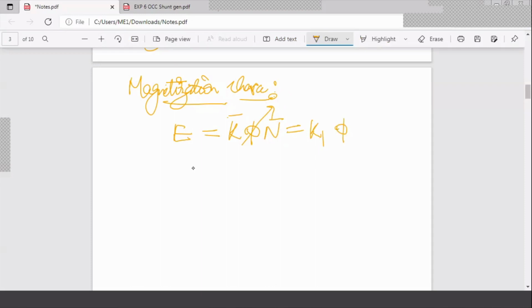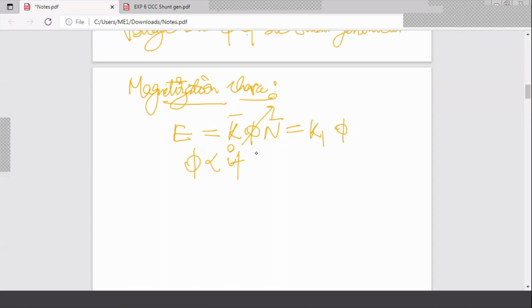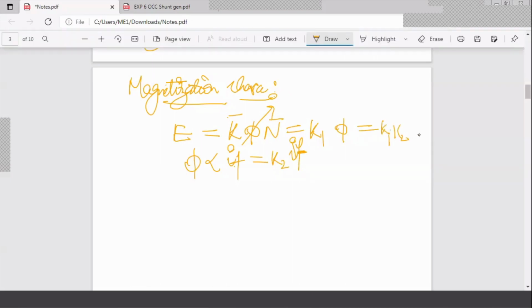Now what is the flux depending upon? We know that flux is directly proportional to the field current IF, isn't it? The flux is developed by the flowing of field current through the machine. So I can say that this can be written as some constant K2 times IF. Flux can be written as K2 times IF. So if I substitute it here, what will you get? K1 into K2 times IF.